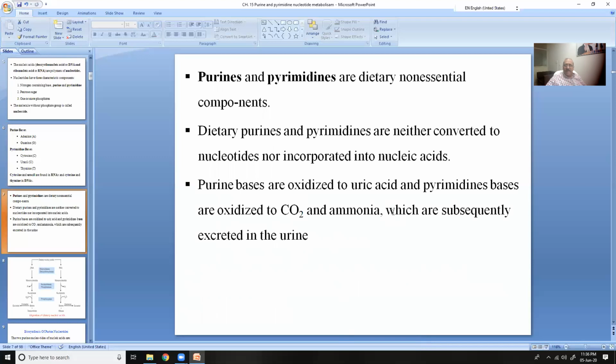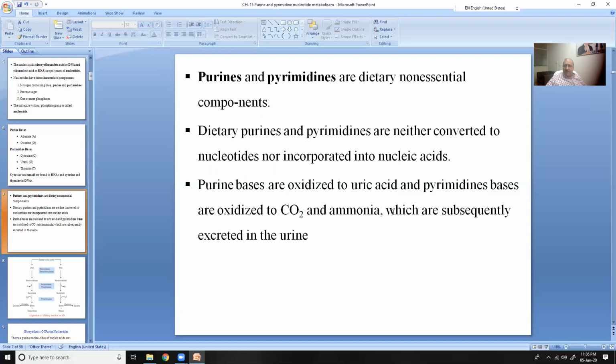Purines and pyrimidines are dietary non-essential components. Dietary purines and pyrimidines are neither converted to nucleotides nor incorporated into nucleic acids. Purine bases are oxidized to uric acid and pyrimidine bases are oxidized to carbon dioxide and ammonia, which are subsequently excreted in the urine. So understand what I am telling you.